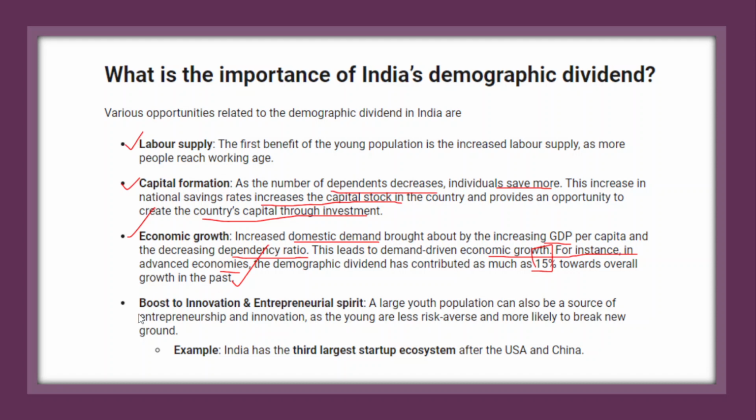And after that, boost to innovation and entrepreneurial spirit is another factor that we need to keep in mind. A large youth population can be a source of entrepreneurship and innovation, right? They can be part of the entrepreneurship and innovation, as the young are less risk averse and more likely to break new ground. For example, India is the third largest startup ecosystem after the USA and China, right? India's startup ecosystem has been growing at a rapid pace. Therefore, in this context, the boost to innovation and entrepreneurial spirit is possible through the demographic dividend.